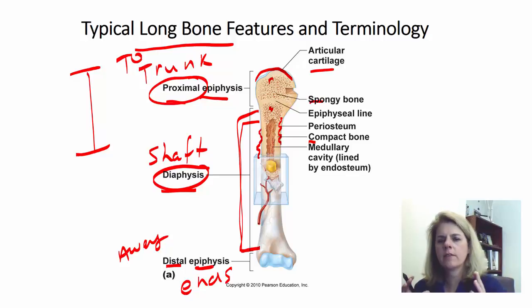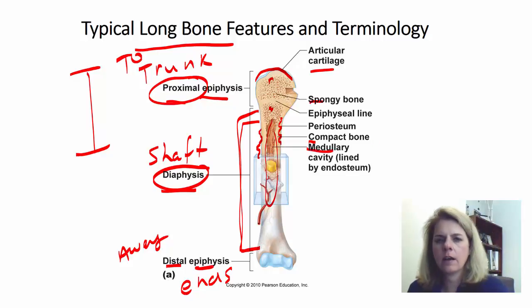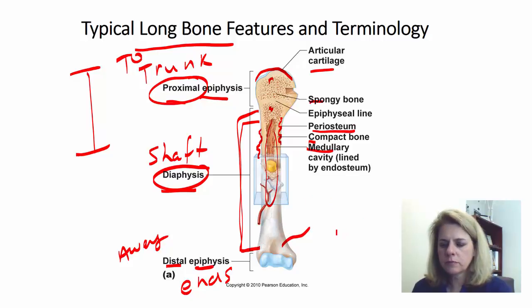So you basically have a compact bone skeleton that forms the bone, and then it's filled in the middle with spongy bone. You have a cavity in the middle called the medullary cavity, and this is where you're going to see your bone marrow. And you also have a periosteum. So peri means around, osteum, bone. So around the bone, you have a membrane that surrounds the bone. And we're going to talk about this as well.